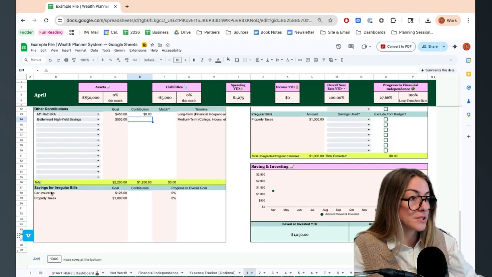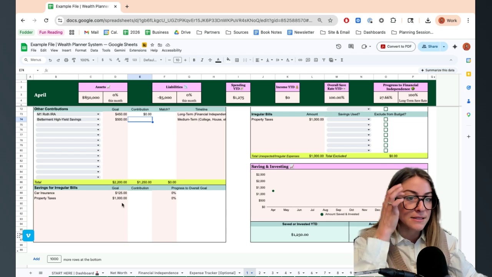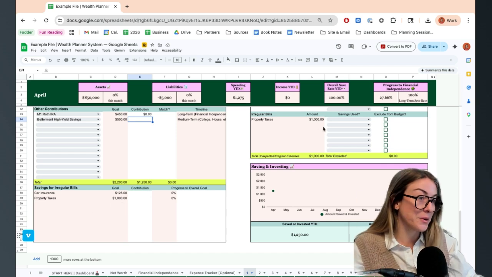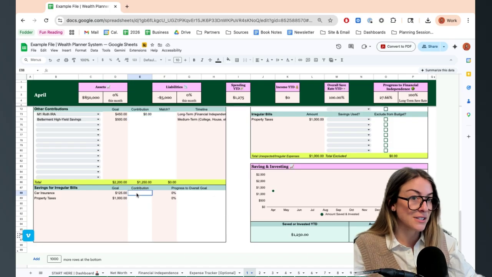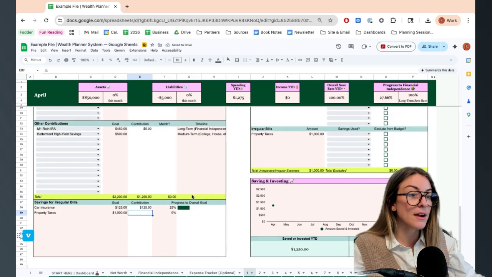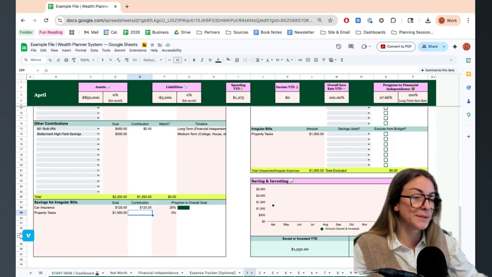Then you'll see down here savings for regular bills. So those insurance things, the property taxes, we know that we need to set aside. The property taxes is big, right? Because it's happening this month. It's the full 1,000. But for the car insurance, it's just, okay, we've put our 125 in. All right, we're 25% of the way there. The next month we'll put in the next one.